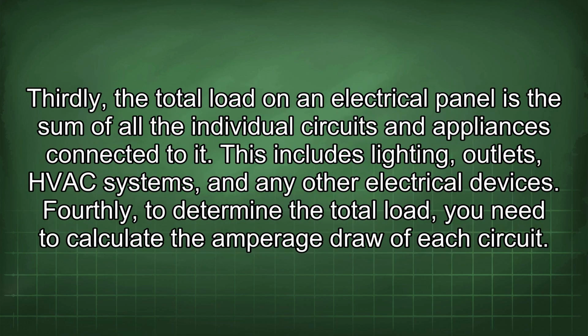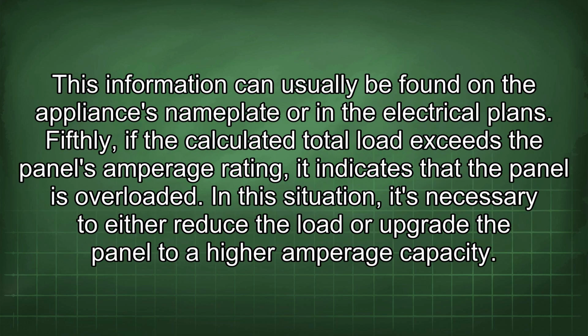Thirdly, the total load on an electrical panel is the sum of all the individual circuits and appliances connected to it. This includes lighting, outlets, HVAC systems, and any other electrical devices. Fourthly, to determine the total load, you need to calculate the amperage draw of each circuit. This information can usually be found in the appliance's nameplate or in the electrical plans.